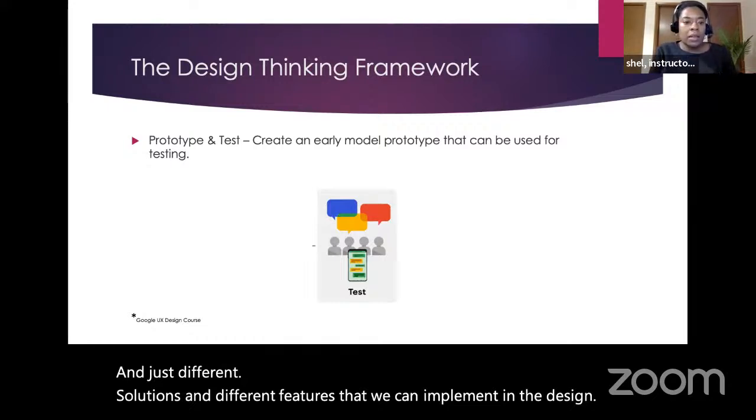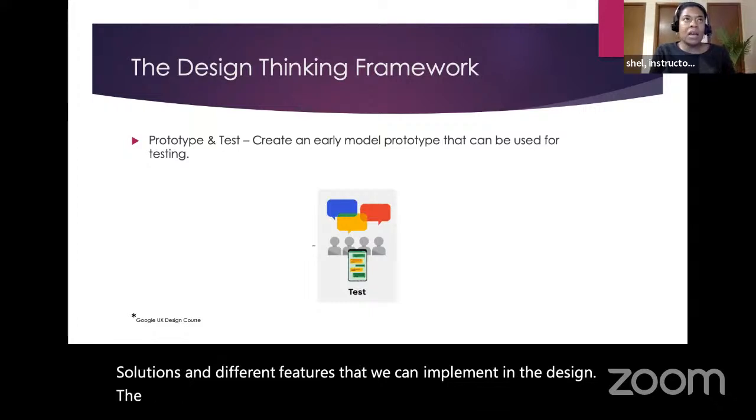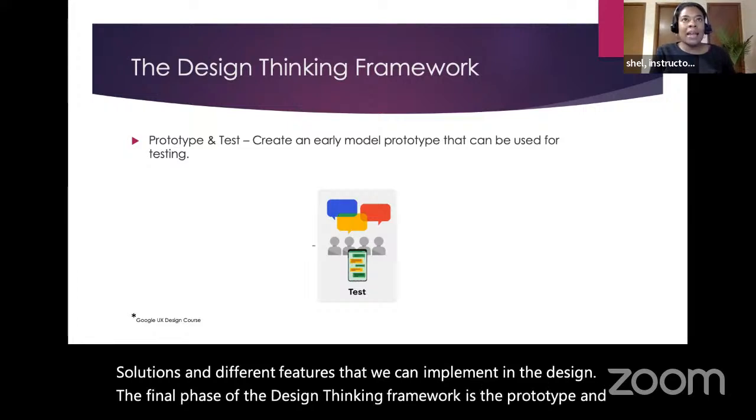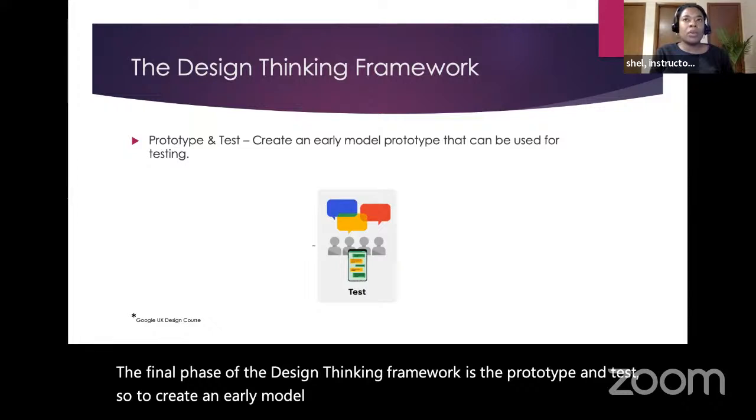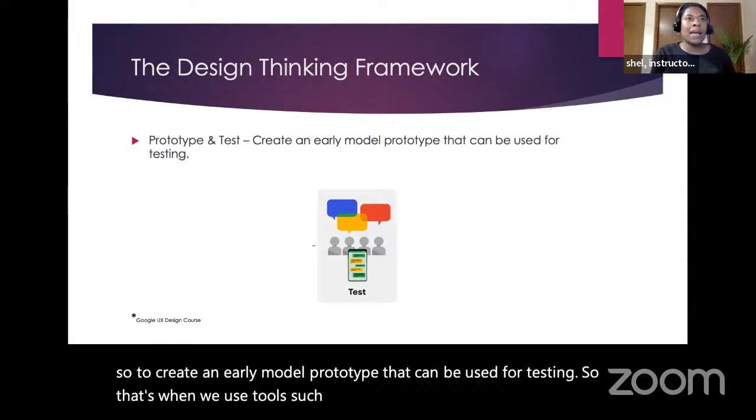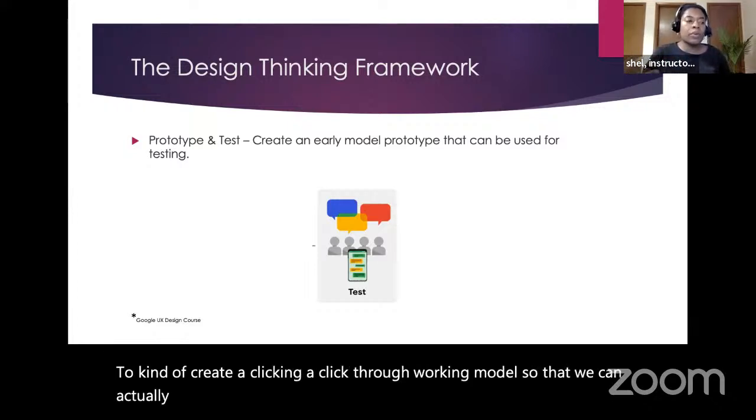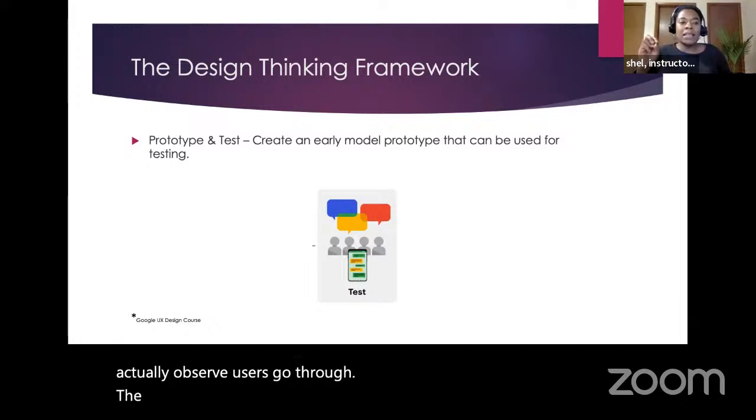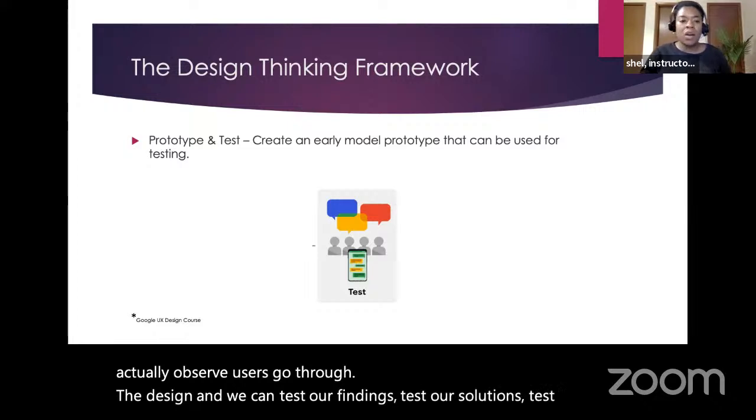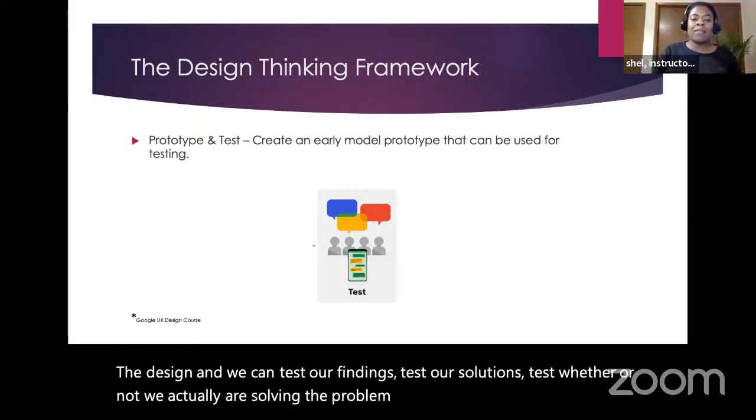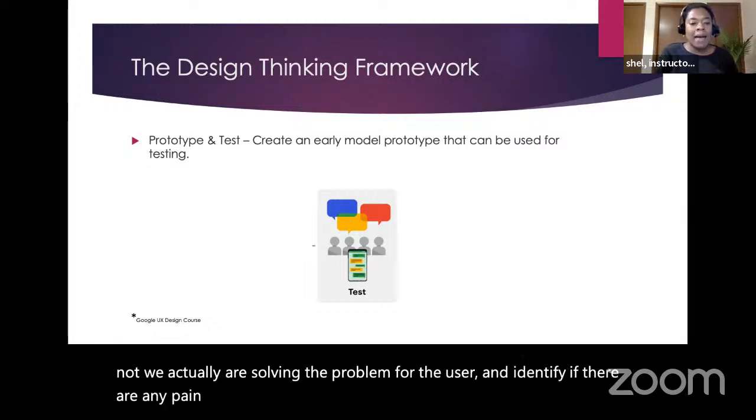The final phase of the design thinking framework is to prototype and test. So to create an early model prototype that can be used for testing. So that's when we use tools such as Figma, Adobe XD to create a click-through working model so that we can actually observe users go through the design and we can test our findings, test our solutions, test whether or not we actually are solving the problem for the user, and identify if there are any pain points that we may have overlooked.